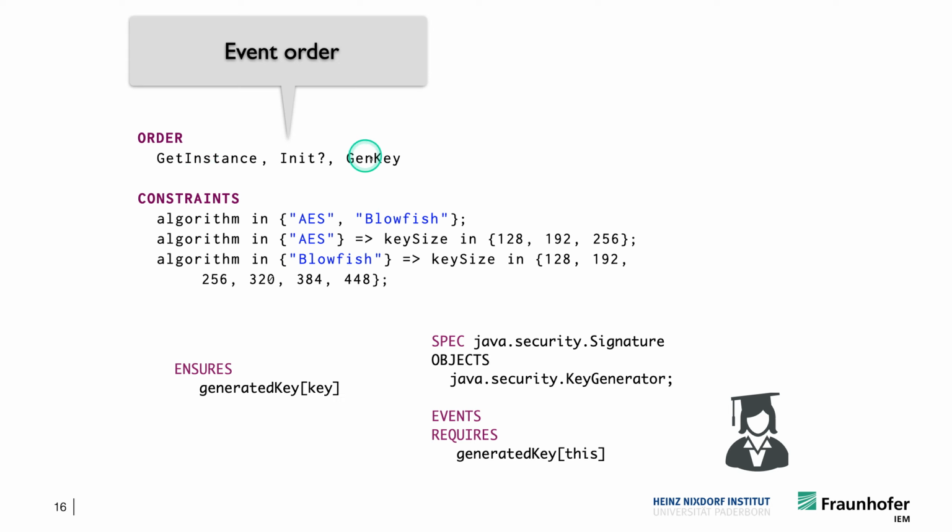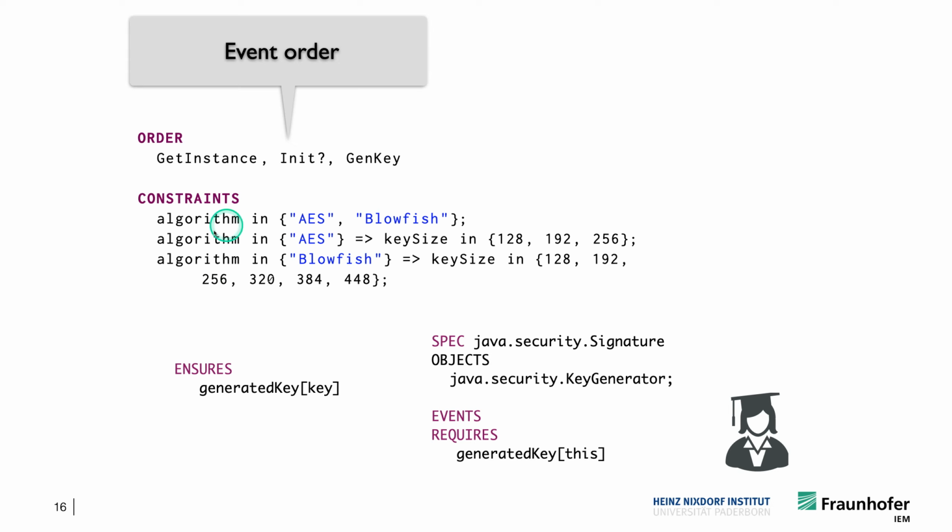And this is basically a regular expression, and this one would tell us that you must call get instance initially, then you may call init, it's not necessarily required, but then you must call generate key, okay? And this is really a general regular expression, so you can also have a star to repeat things and so on. Some API constraints are a bit more complex than this one, but I guess you get the gist.